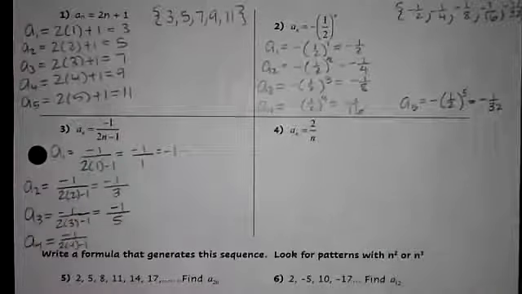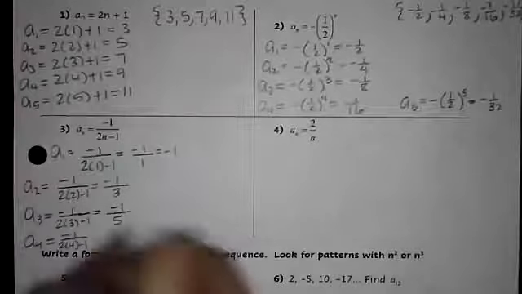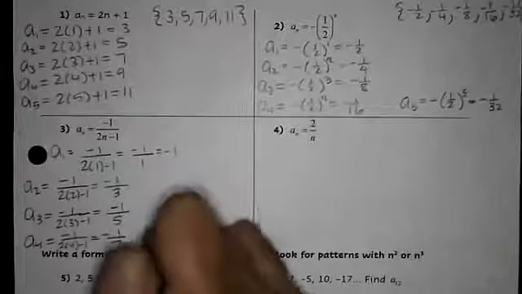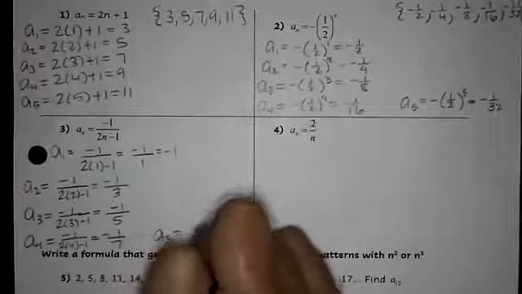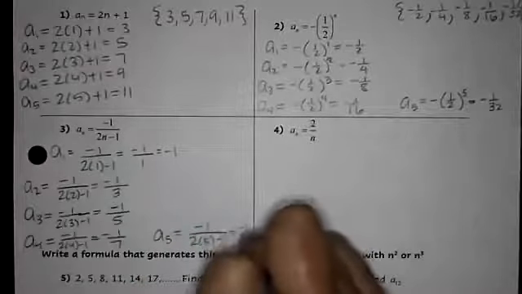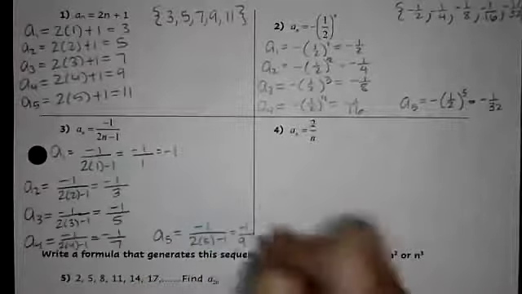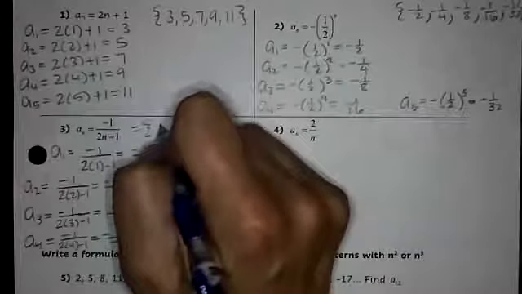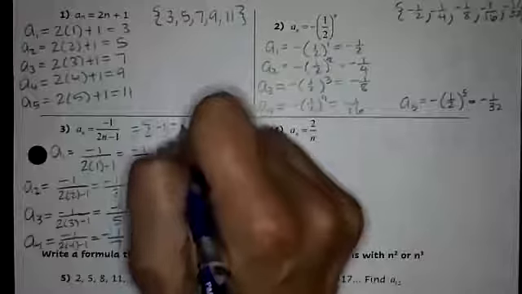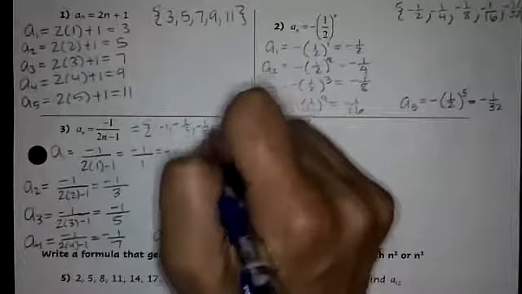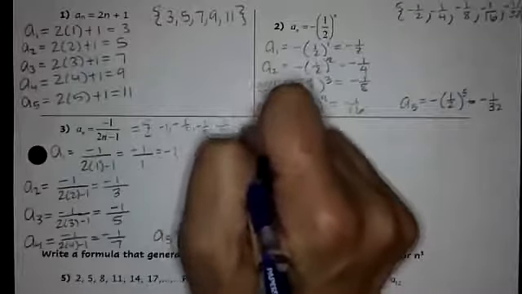Now I've got my 2 times 4, which is 8, minus 1 is 7. And then for our last one, we plug in a 5. And so the set here would be -1, -1/3, -1/5, -1/7, and -1/9.